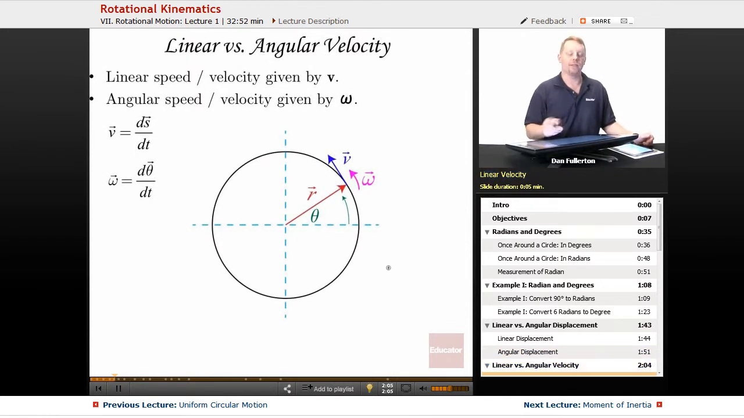If we talk about velocity in the same way, linear speed or velocity is given by the v vector. Angular speed or velocity is given by the squiggly w, the omega vector, where velocity is the derivative of position with respect to time. Angular velocity is the derivative of angular position or displacement with respect to time.